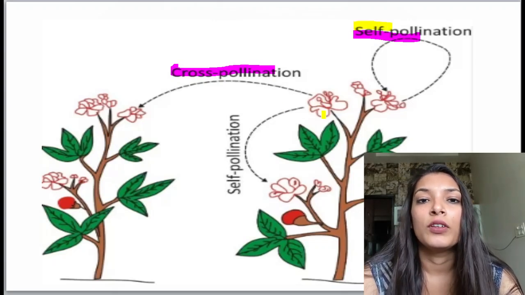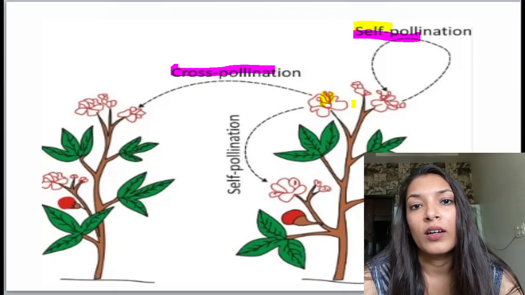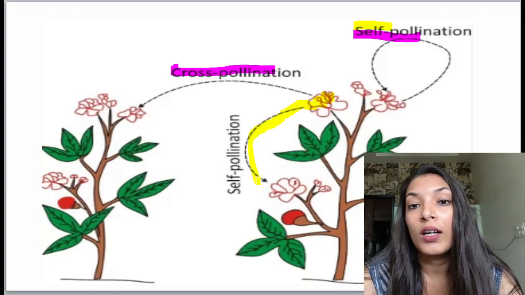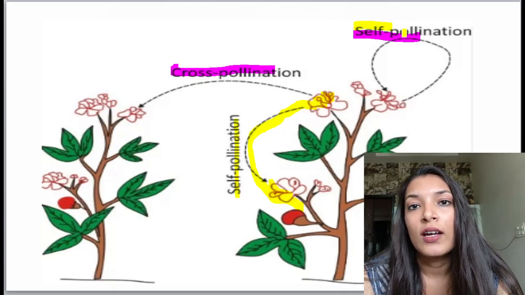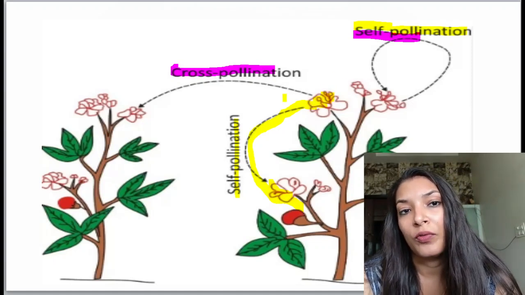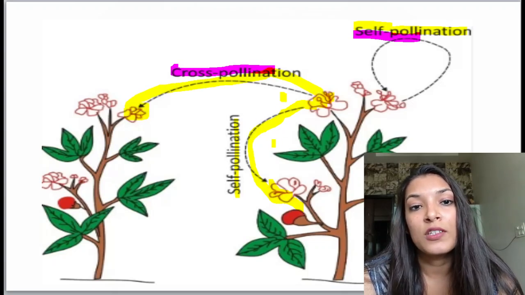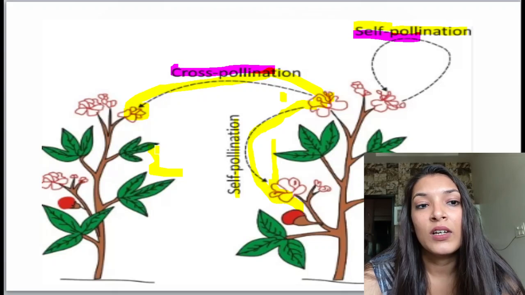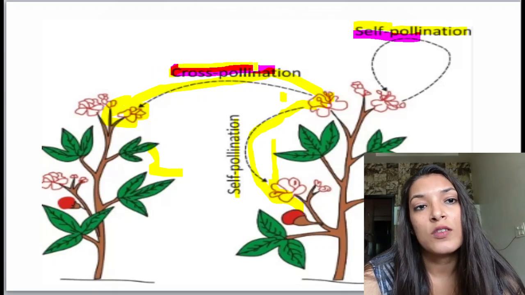Self means that if the pollen grains are being transferred from the anther to the stigma of the same flower, here you can observe that it is being transferred within the same flower, or it is being transferred from the anther of a flower to the stigma of another flower but of the same plant, then in both these cases, it is self-pollination. But if the pollen grains are being transferred from the anther of one flower to the stigma of another flower of another plant, suppose this was plant 1, this is plant 2, so it is being transferred from plant 1 to plant 2, then in this case, it is termed as cross pollination.